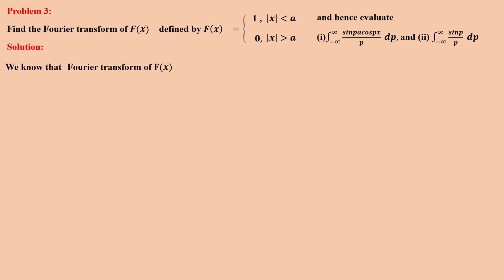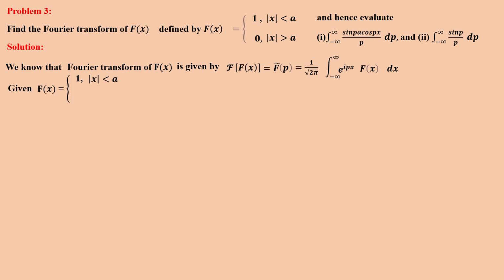So we know that the Fourier transform of capital F of x, which is equal to the Fourier transform of f of x, which is equal to f bar of p, which is equal to 1 by root 2 pi integral from minus infinity to plus infinity of e power i px f of x dx. So given f of x is equal to 1 if mod x is less than a, 0 if mod x is greater than a. Mod x is less than a means x lies between minus a to plus a. Mod x is greater than a means otherwise.